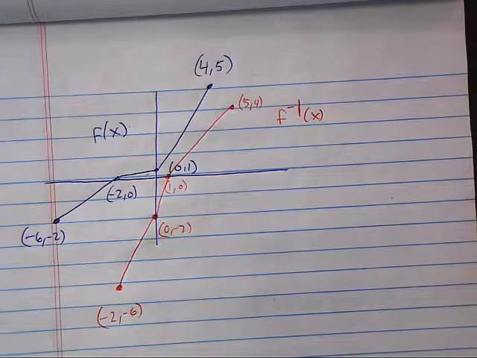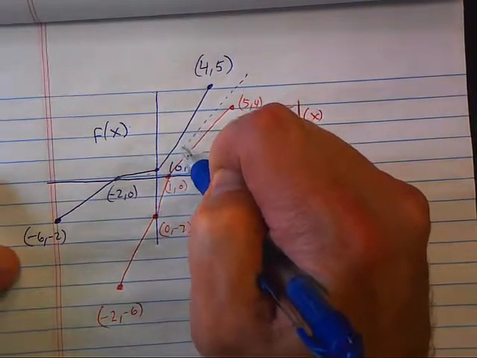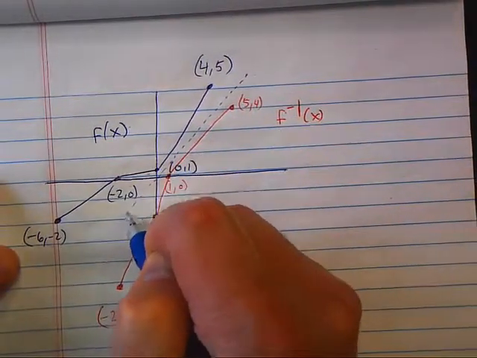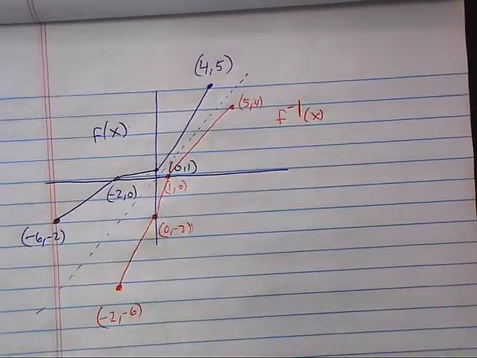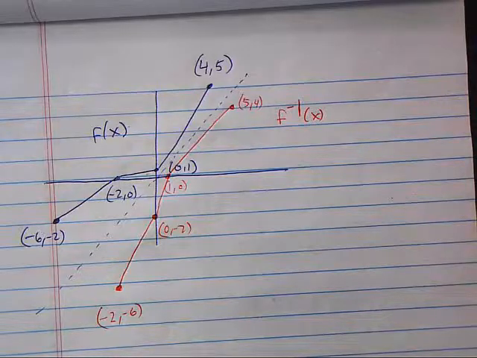My scaling's not very good. But what should happen, if I were to draw the line y equals x, the line y equals x would be right about here. It should look like the red and the blue should look like a mirror image of each other. Do they look like a mirror image of each other? Well, I think they would if I'd have used graph paper and drawn a more accurate graph. But you get the idea. They should look like a mirror image of each other. Questions on that?